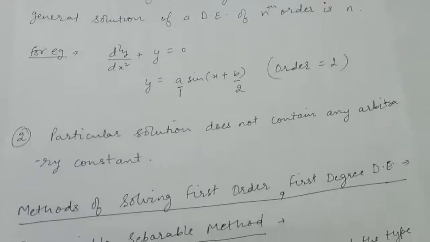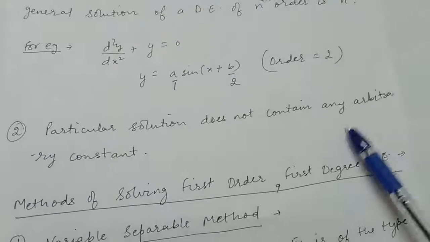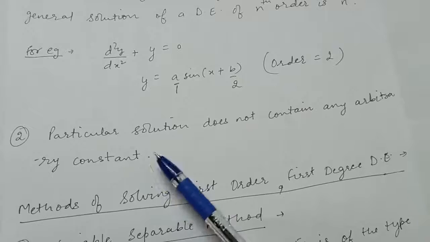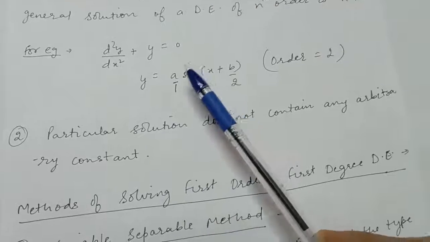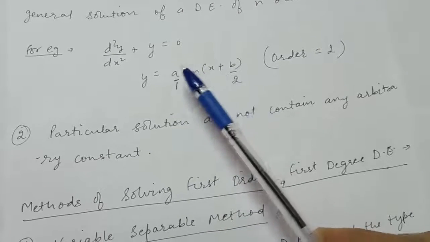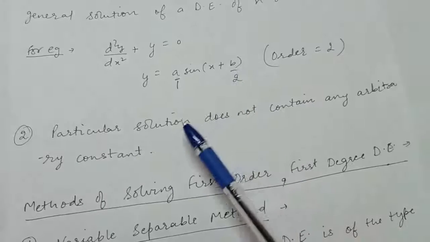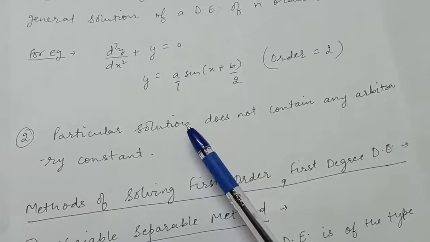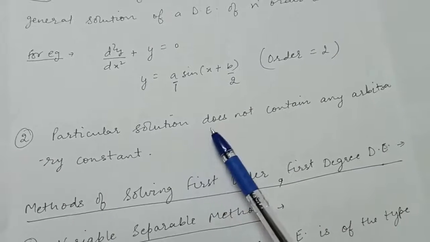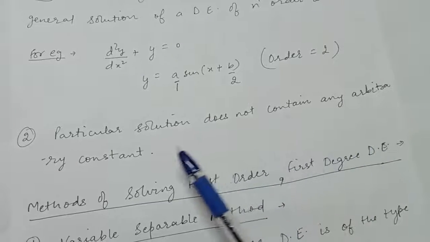And a particular solution does not contain any arbitrary constant. Whenever in the general solution we give particular values to these arbitrary constants, then we get the particular solution. So in a particular solution there does not exist any arbitrary constant.